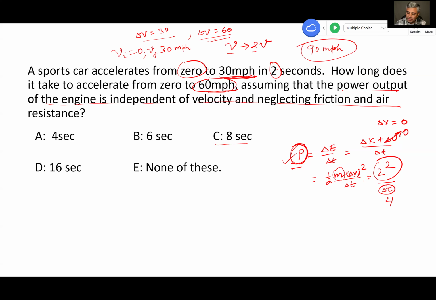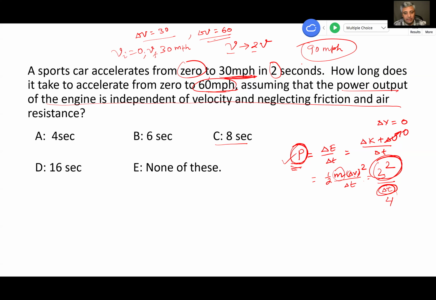Then this is 3 times more. Delta V is 3 times more. 3 times more squared means this would be 3 squared, so this is 9 times more. So time has to be 9 times more as well to keep the ratio the same because power is the same. So 9 times more means 9 times 2 is 18 seconds.